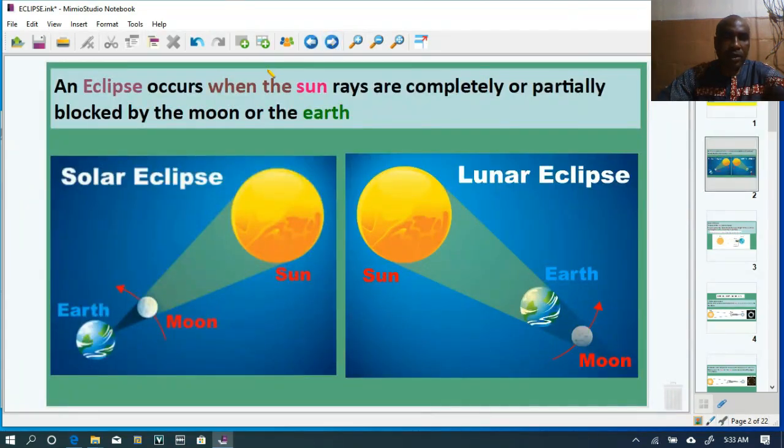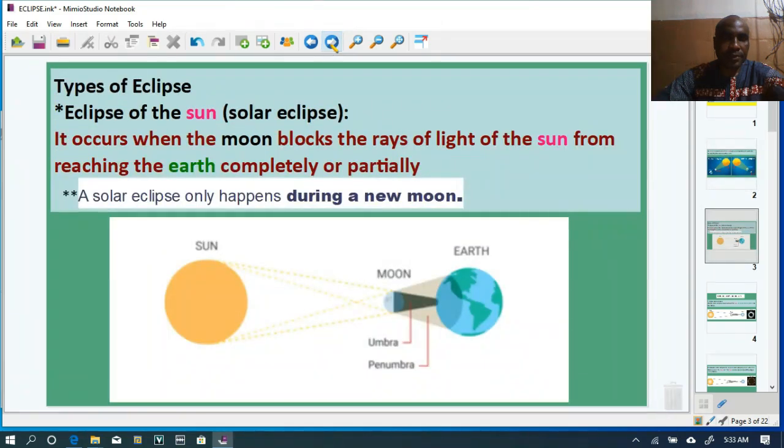An eclipse occurs when the sun rays are completely or partially blocked by the moon or the earth. Types of eclipse. Two types of eclipse exist: eclipse of the sun, also known as solar eclipse, and eclipse of the moon, also known as lunar eclipse.